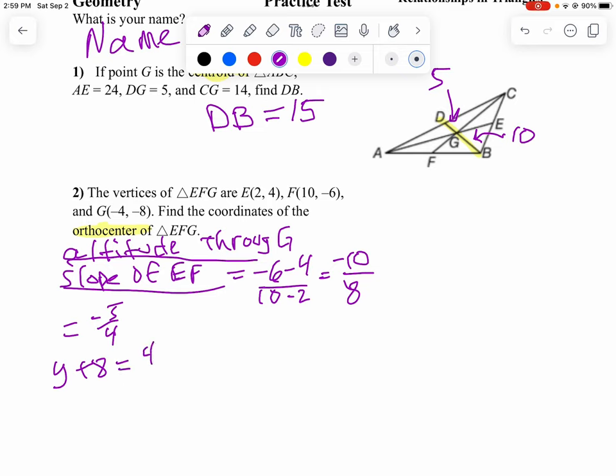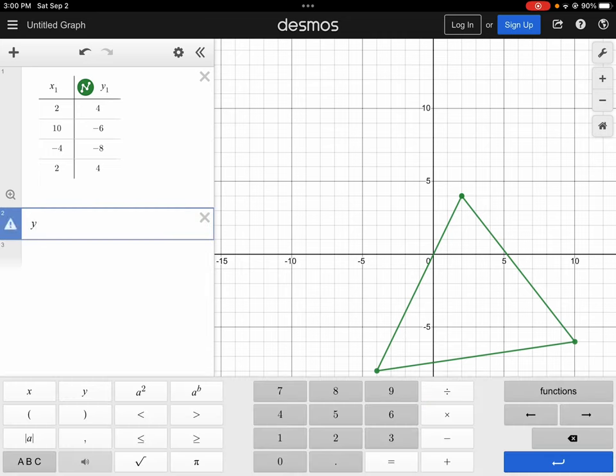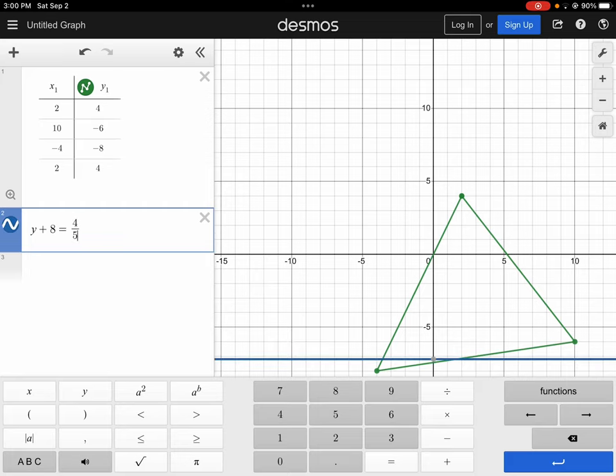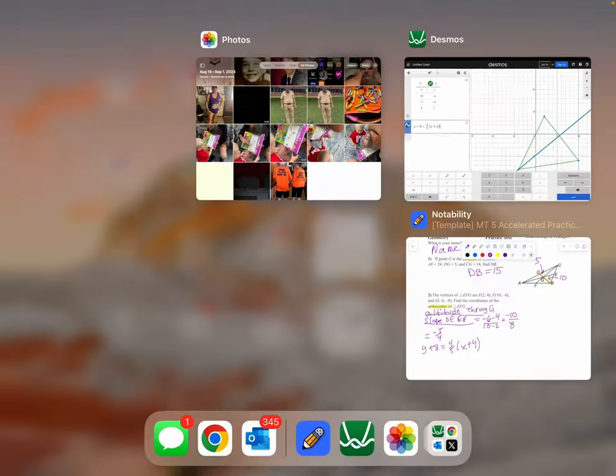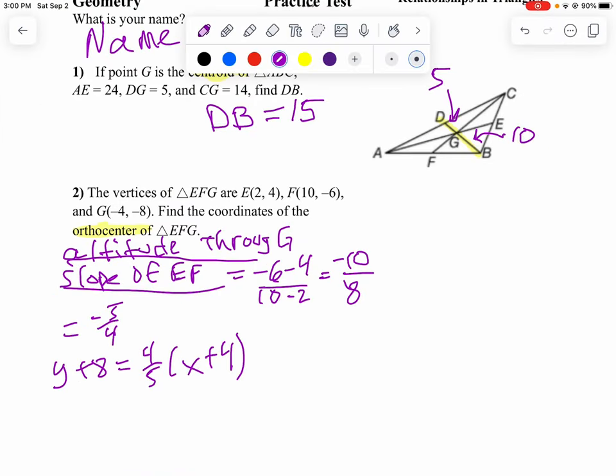And I've already graphed my triangle, and I connected them so we can see it. So we said y plus 8 equals 4/5 times x plus 4. And you can see that goes through my vertice. That's at -4 and -8. And it's perpendicular to my opposite side. Okay, so that's the first part. So we got one altitude in.